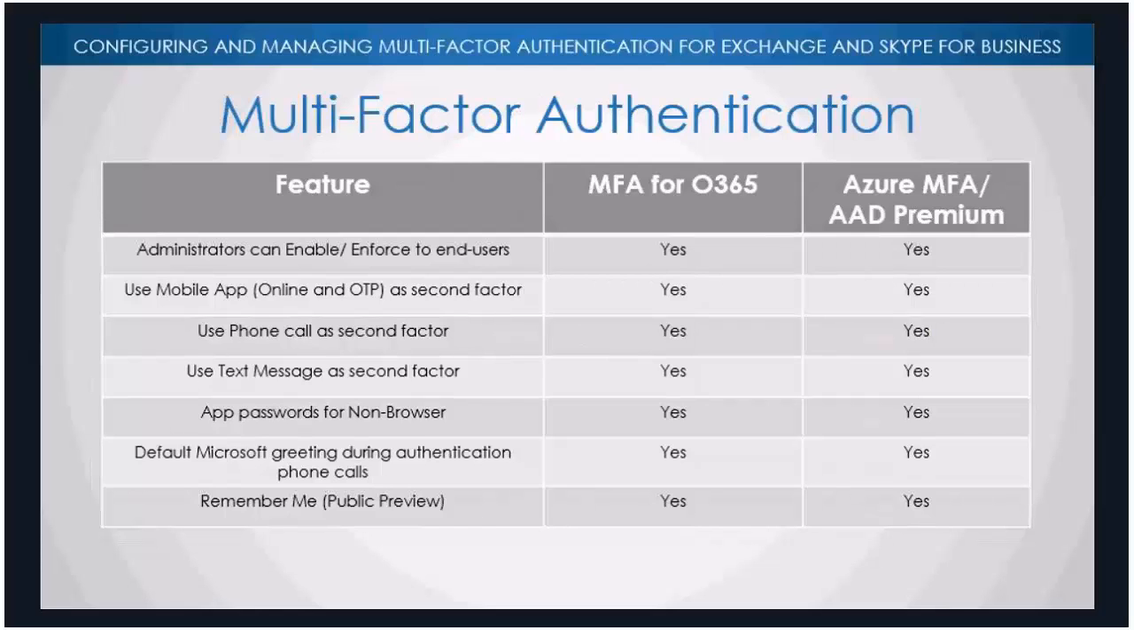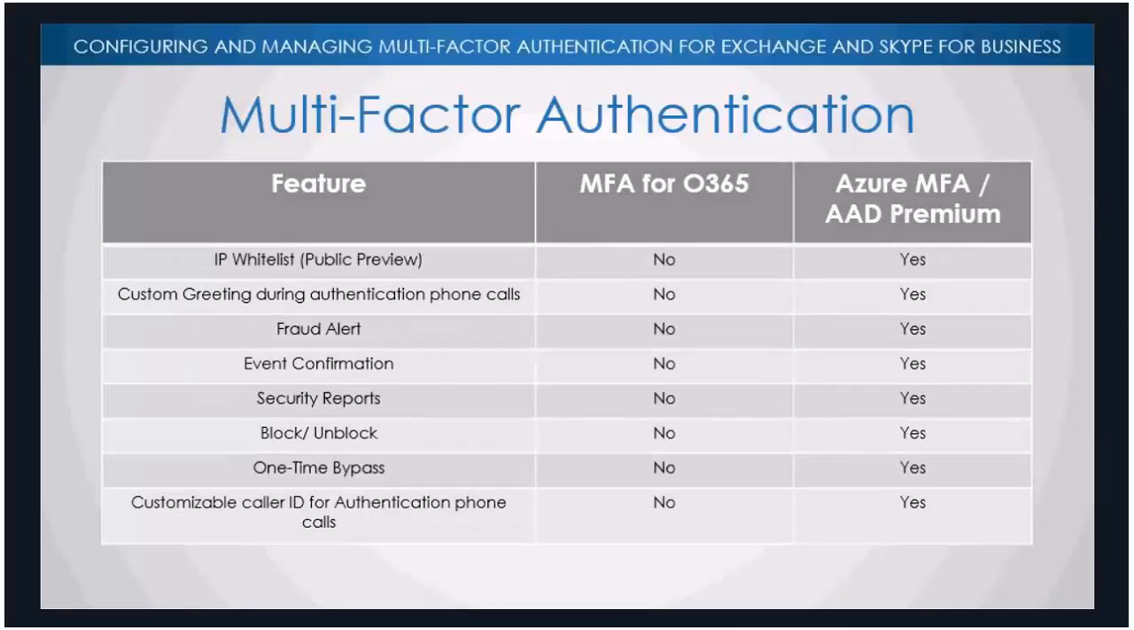Now, we started with talking about the on-premises Exchange and Skype for Business, but we have been talking mostly Office 365 to this point. So in this table, we are doing some comparison of what features and functionality you have available on-prem, right? So you have MFA for Office 365, and then you have the far right column showing you the functionality that is available in Azure MFA and AAD Premium. Now all of these are available across the board, so it's just a visual reference because the next slide shows you what's not available.